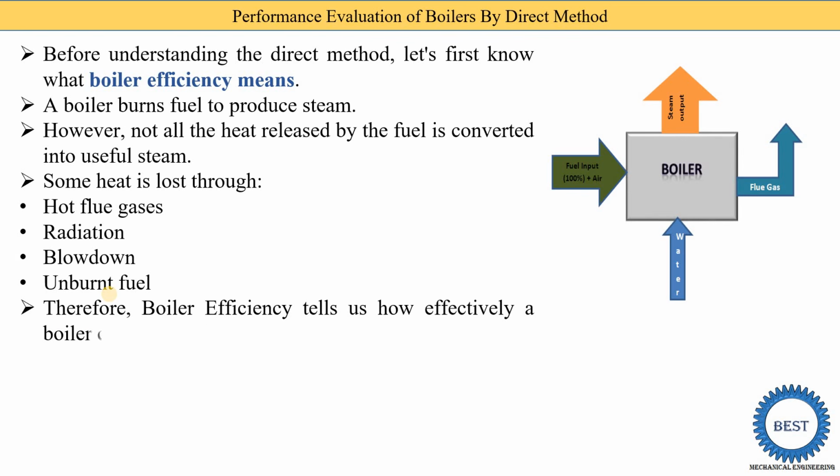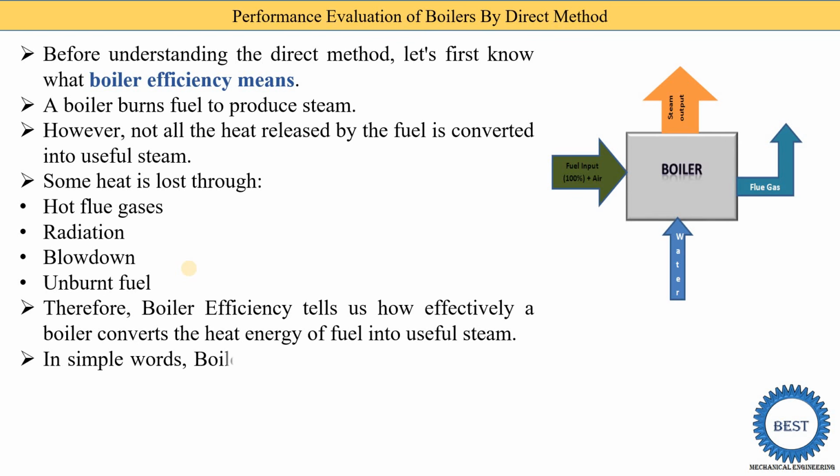So boiler efficiency tells us how effectively the boiler converts the heat energy of fuel into useful steam. Suppose the boiler efficiency is 50%. That means only 50% of the heat energy produced by the fuel is absorbed, and the other 50% is lost in different types of losses. A few are mentioned here: hot flue gases, radiation, blow down, and unburnt fuel.